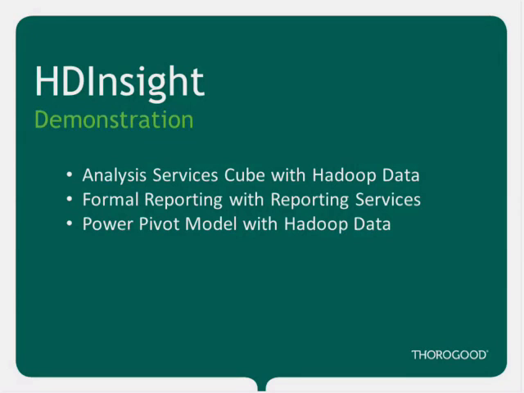So what have we shown here? Well, we've shown you some interesting front-end analytics that come with using HDInsight to merge together two different data sources, Hadoop and SQL Server. We saw an Analysis Services cube that had Hadoop data in it, formalized reporting through Reporting Services, not only against our existing cube, but directly against Hadoop. And we have a Power Pivot model, which we source data from Hadoop.